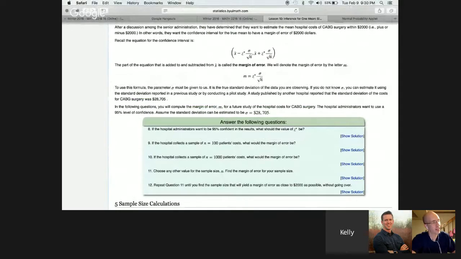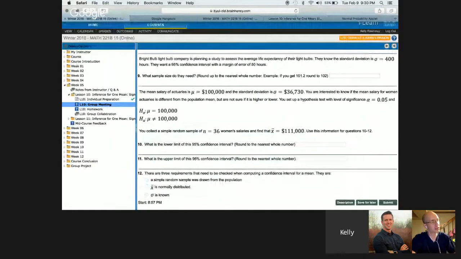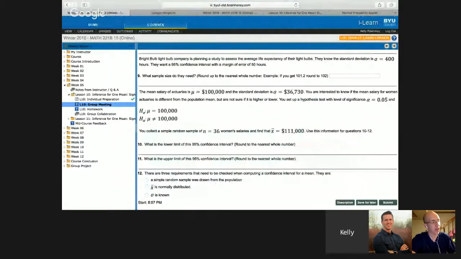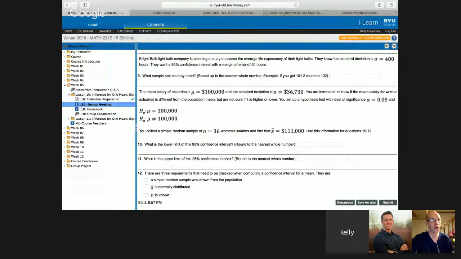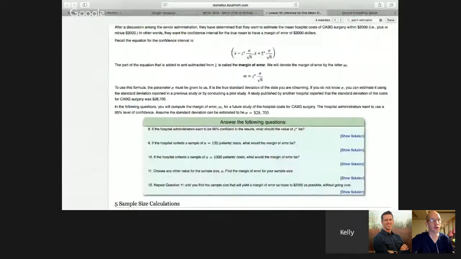I don't understand how we solve for n, because m is 400. Anyway, m is dependent on your sample size. So what's our sample size in the question? That's what we're trying to determine. See, M equals Z times sigma over square root of N.